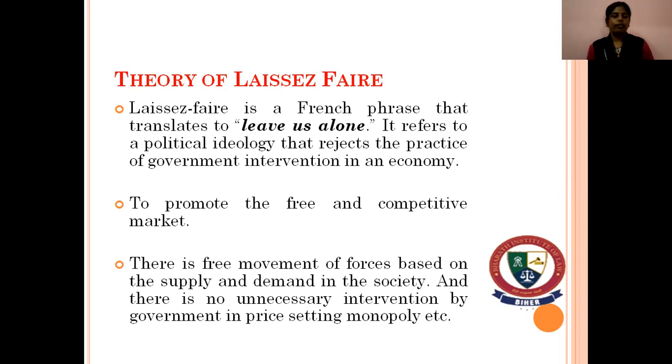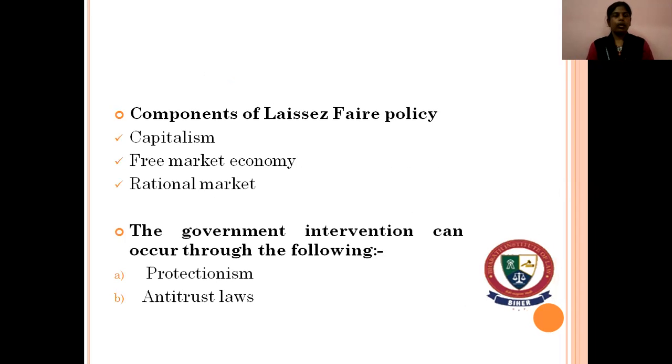The free movement of forces will be there, and it is mainly based upon the demand and supply in the society. So there is no unnecessary need for the government to interfere in every function of a person and a business. Next, the slide talks about the components of a laissez-faire policy. First is capitalism, a capitalistic society where government intervention is very low. Next is the free market economy.